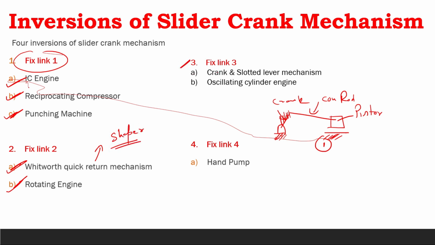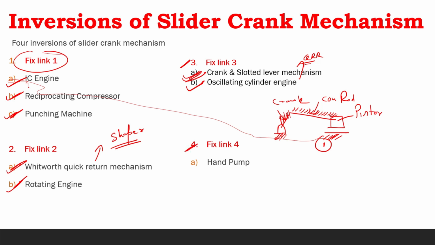And then link number 3. If you fix this link, then you are going to get the crank and slotted lever mechanism, and the oscillating cylinder mechanism. So these are the 2, and remember that in the crank and slotted lever mechanism again you are going to get a quick return ratio, and it can also be used in shaper.